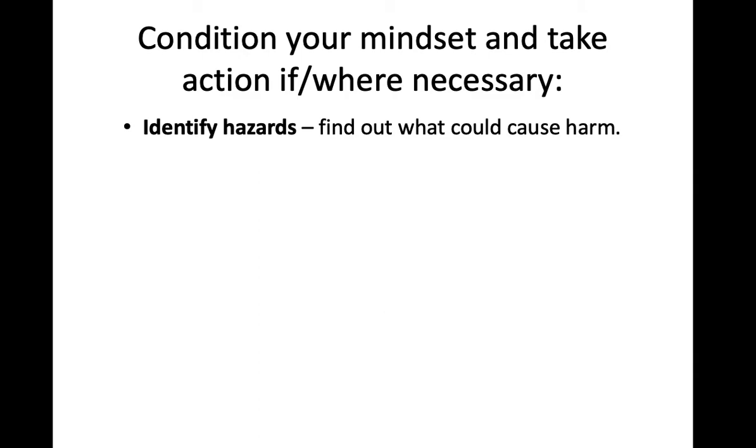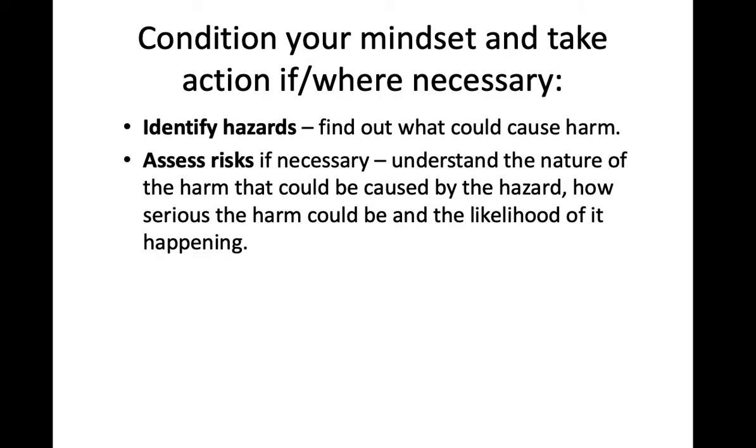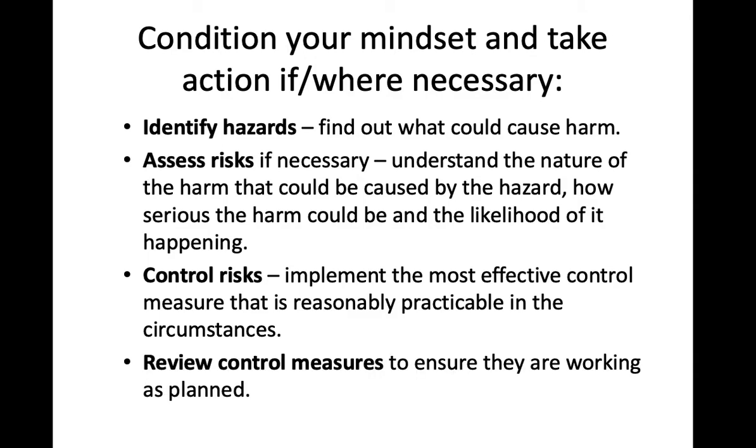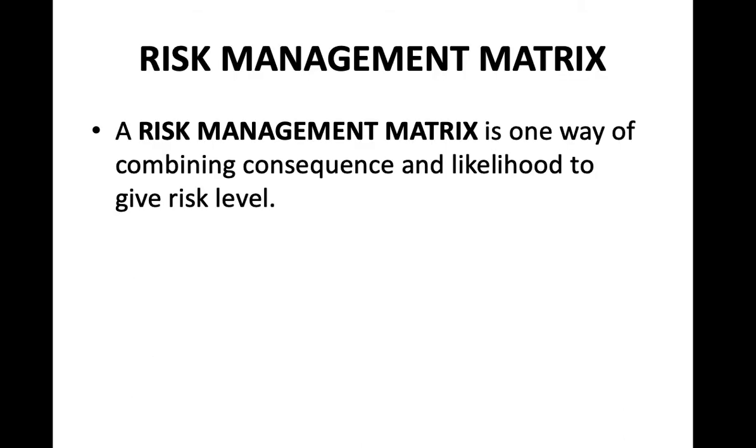To reiterate, identify hazards: find out what could cause harm. Assess risks if necessary: understand the nature of the harm that could be caused by the hazard, how serious the harm could be, and the likelihood of it happening. Control the risks: implement the most effective control measure that is reasonably practical in the circumstances. Review control measures to ensure they are working as planned. Let's take a look at the risk management matrix.